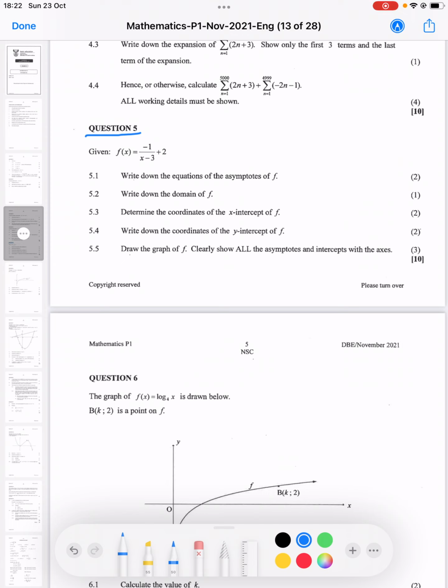So under question number 5, you are given f of x equals -1 over x minus 3, plus 2. So this is what I'm going to do. I'm not going to be answering all these questions, but what I'm going to be doing is to guide you in terms of how you answer these questions.